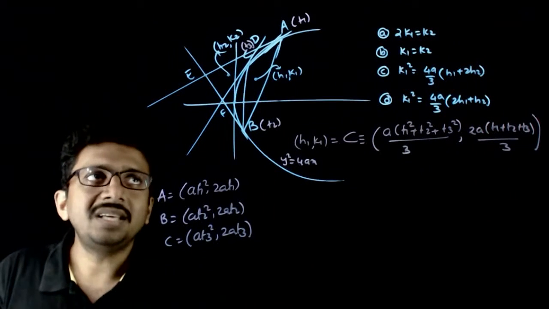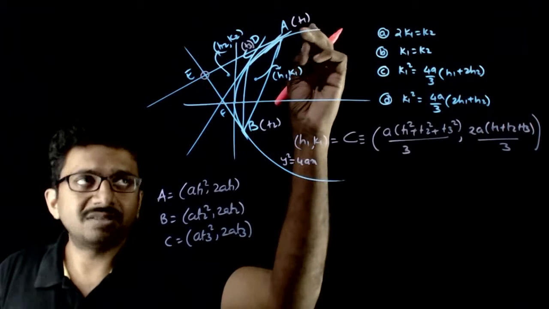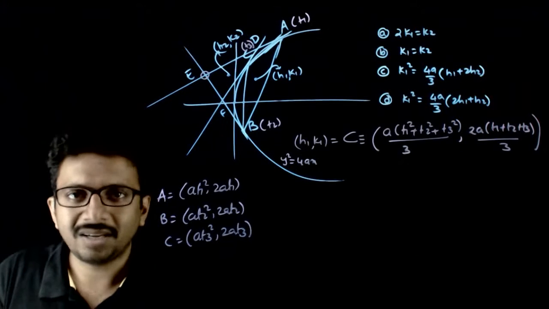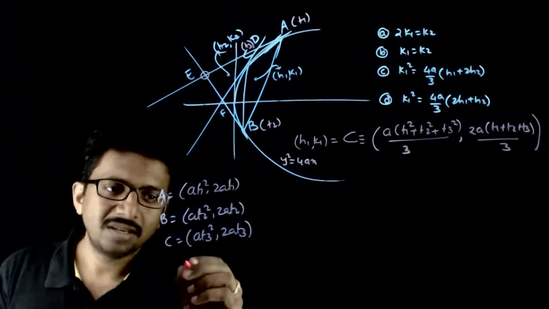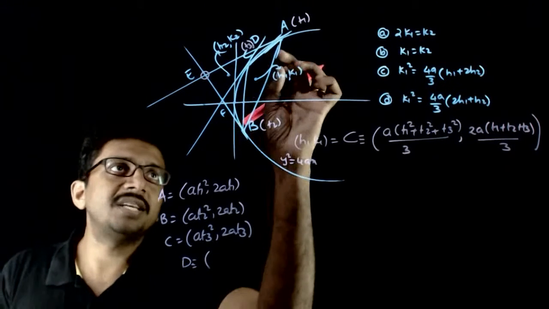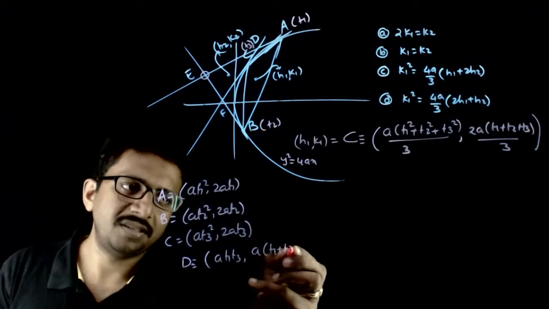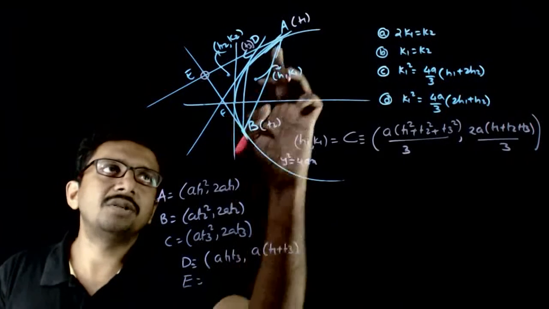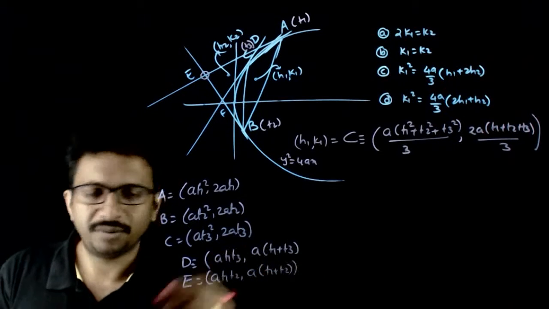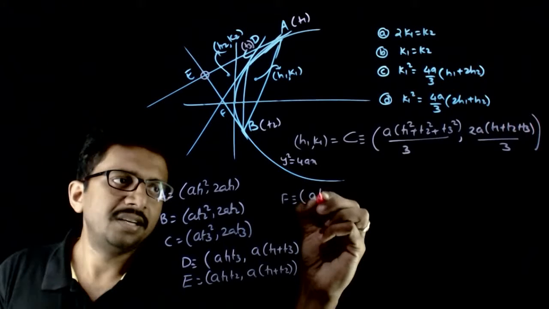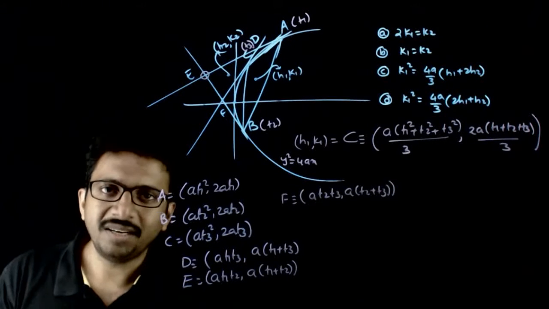Similarly, if you have triangle DEF. We know that if you draw tangents from T1 and T2, their intersection point will be (aT1T2, a times (T1 plus T2)). So D is the intersection of tangents from A and C. That will be (aT1T3, a times (T1 plus T3)). And point E is the intersection of the tangents from A and B. It is (aT1T2, a times (T1 plus T2)). And F is (aT2T3, a times (T2 plus T3)). So these are the coordinates of D, E and F.